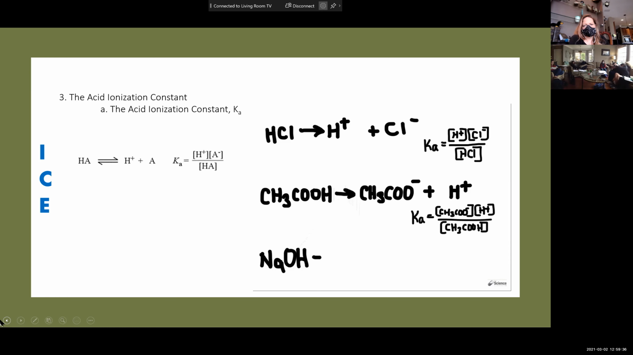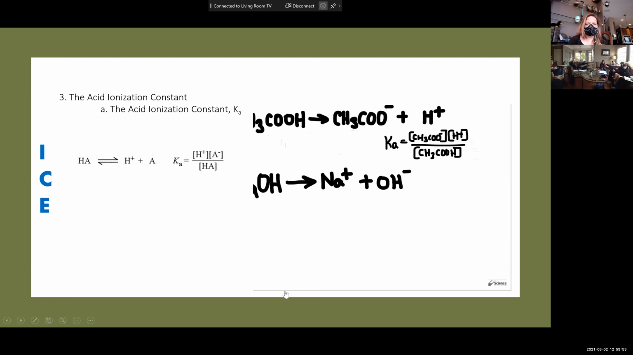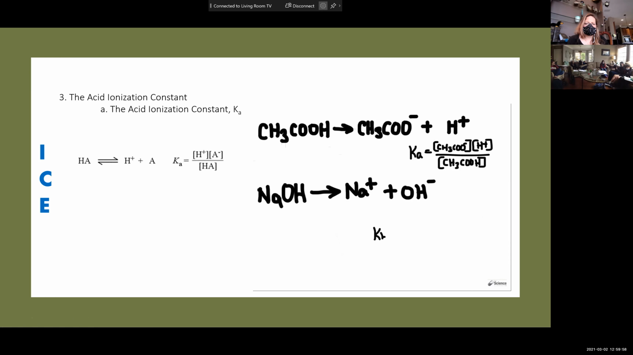And then finally, we have a base. In this base, we have a sodium and a hydroxide. They're going to split apart, and we'll end up with the sodium metal and a hydroxide ion. And since this time it's a base, we're going to use the symbol K sub B. And we'll do the same thing where we take the products. That's going to be a concentration of sodium compared to the concentration of hydroxide, and divide that by the concentration of the thing that we started with.